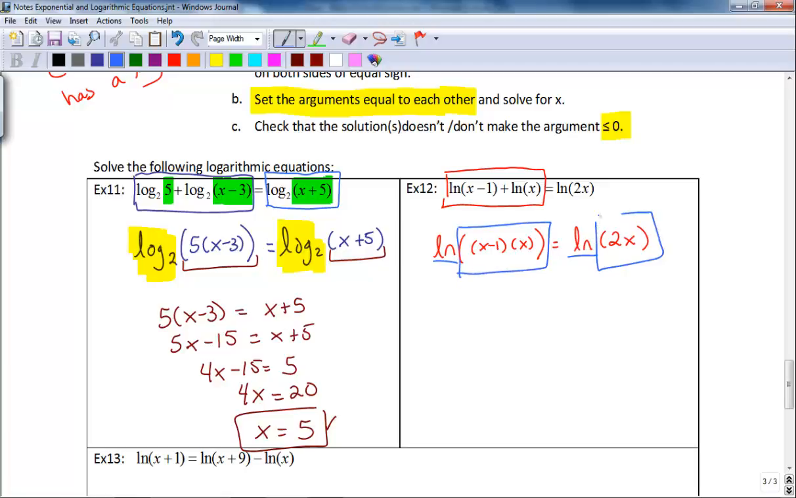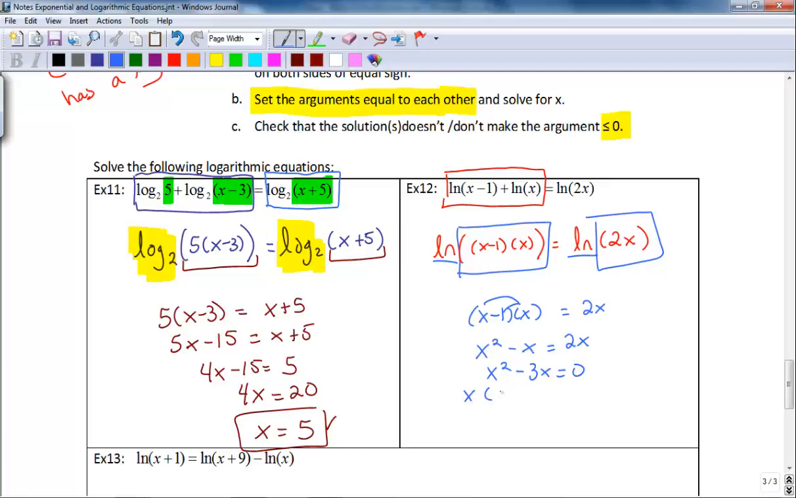So let's set those arguments equal to each other and solve. Well, this is going to be x minus 1 times x is equal to 2x. Distributing on the left-hand side, I get x squared minus x is equal to 2x. Well, this is a quadratic, so I need to get it equal to 0. Subtract 2x from both sides. x squared minus 3x is equal to 0.